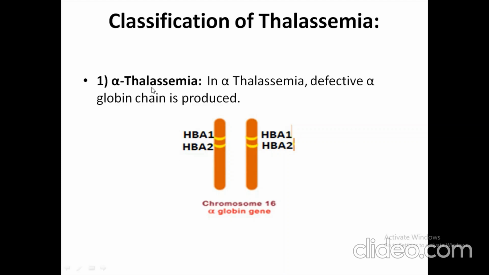So, in short, alpha thalassemia is nothing but a defective alpha globin chain being produced. Not only is it defective, it is produced in less quantity. And the genes which are responsible for normal alpha chain synthesis are located on chromosome number 16. There are two pairs, HbA1 and HbA2. If there is a defect or deletion in these genes, then alpha thalassemia is caused.